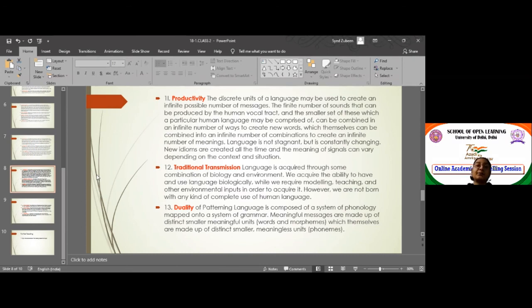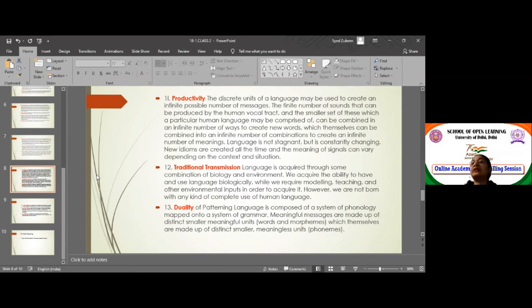smaller meaningless units. For example, don't get confused by this again. If there is a word, we can break it down into smaller parts, like uneducated, right? In uneducated, we have un, that is a prefix, we have ed, that is a suffix, and we have educate in the middle. So uneducated is a word, and we can break this word into these three little forms. We can remove the ed, we can remove un, and bring only educate, right?